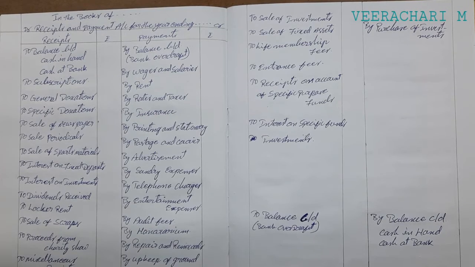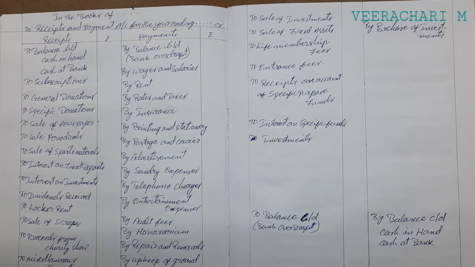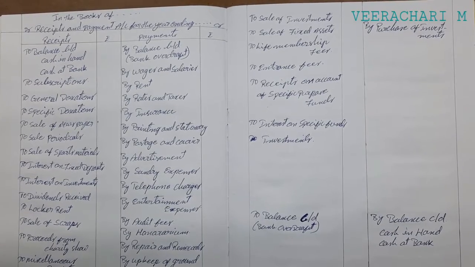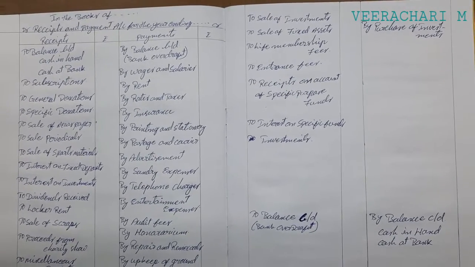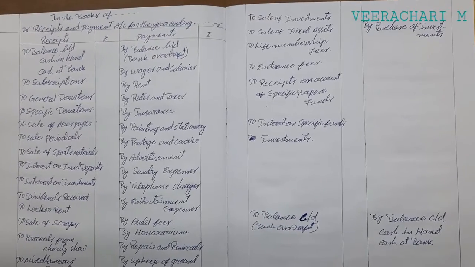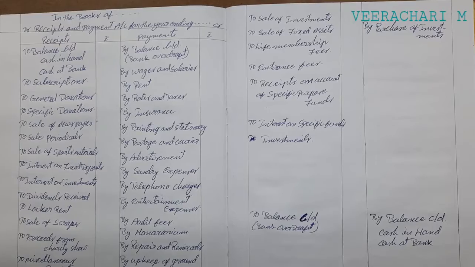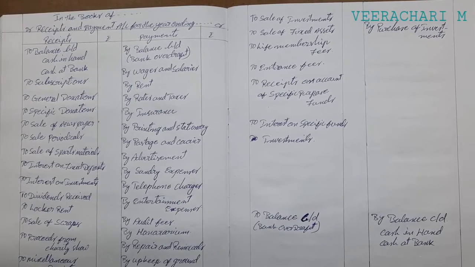The receipts and payment account shows whatever receipts there are in the current year, how much amount we received for the year. That is the main key point in this.